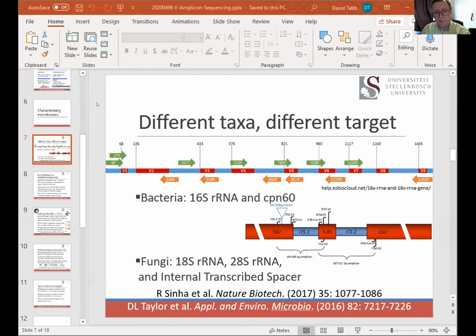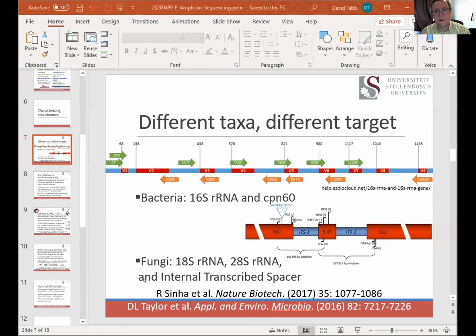Fungi don't have the same genes, right? They're not bacteria. They're eukaryotes. So instead, we could target the 18S rRNA for fungi or the 28S rRNA for fungi. But I know that some people have targeted these internal transcribed spacer sequences, which are pretty good for evaluating the fungal diversity in a sample. I'm trying to remember if it was this Sinha et al. paper or the Taylor et al. paper that had the treatment of that. I forget which one it was.